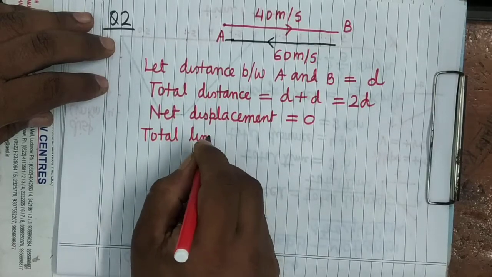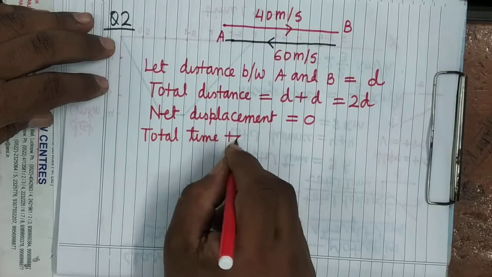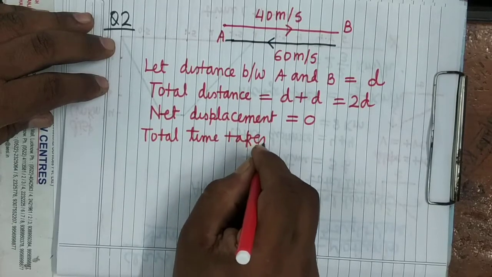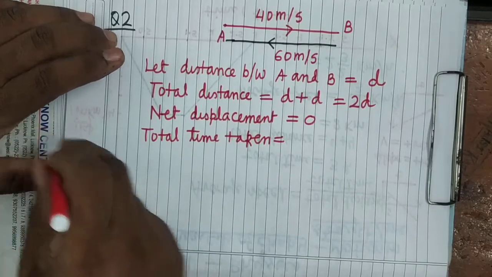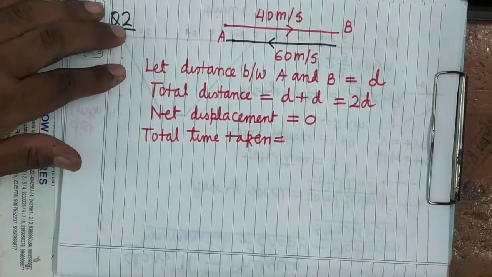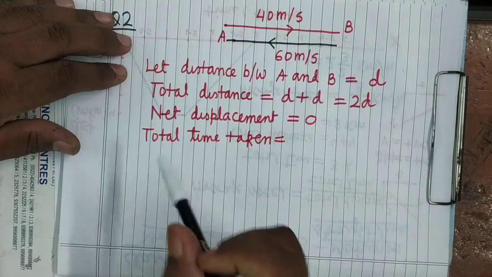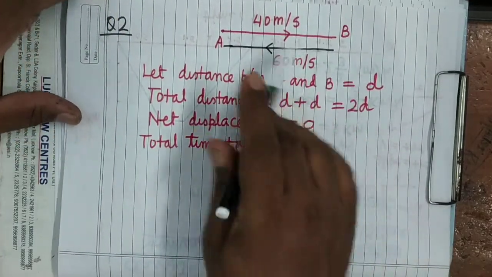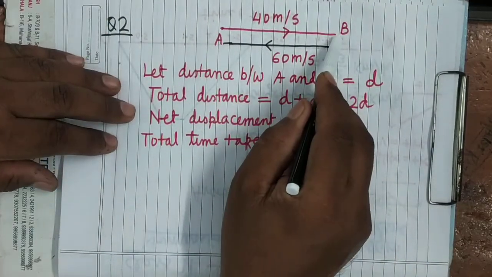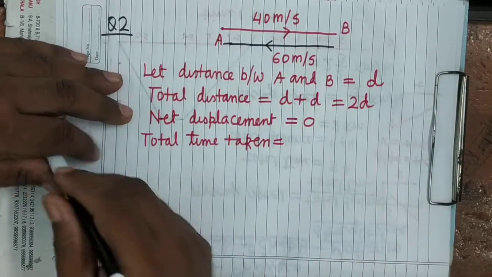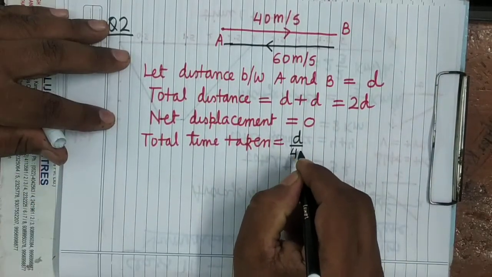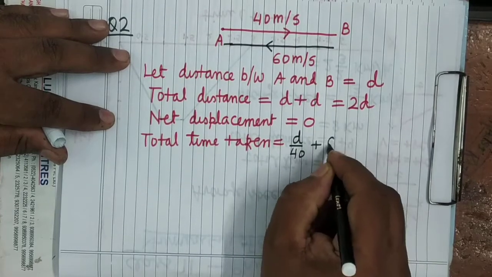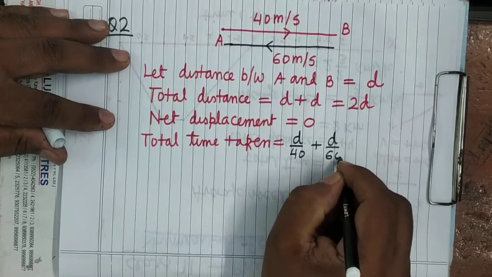Total time taken. So what will be the total time taken? Time taken in going plus time taken in returning. What is the total time taken in going? What is the speed? Speed is 40 meter per second. Distance is d. So time taken in going is d upon 40. Time taken in returning is d upon 60.